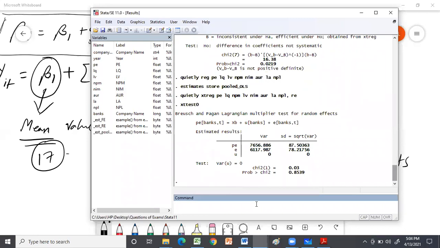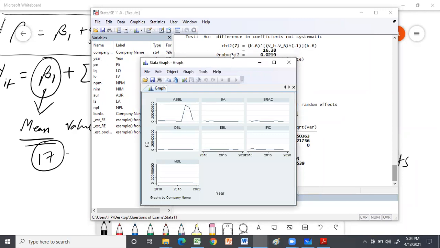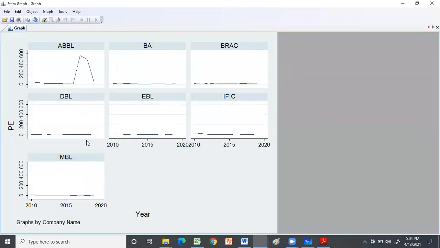আপনি জাস্ট ডেটা সেটটা একটু দেখেন, write down xtline PE. xtline PE. আমি একটা লাইন গ্রাফ করতেছি which is showing the price earning ratio for all those 7 banks, যেটা করলে বুঝতে পারবেন যে কেন এরকম রেজাল্ট আসছে। এটা এখনো আসলে ড্র করছে. You can see that the graphs are generated for 7 banks.